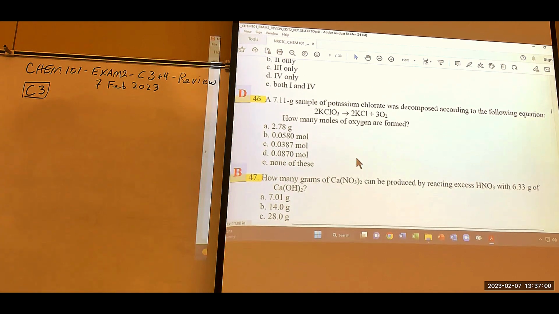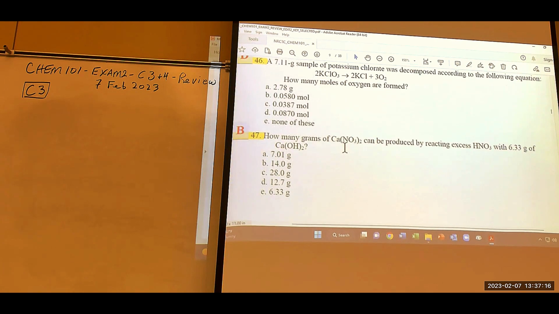Now the question has been how many grams of oxygen? Take that moles and convert it back to oxygen grams using the molar mass of oxygen. Let's see, I'm going to have to scroll a little bit and see if this one's worth stopping with. Now this is an excess problem.